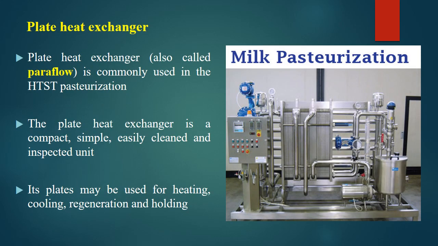Now we will discuss the plate heat exchanger. This is the main part where all the heating and cooling happens. The plate heat exchanger, also called paraflow, is commonly used in HTST pasteurization for heating and cooling. It is a compact, simple, easily cleaned and inspected unit. Its plates may be used for heating, cooling, regeneration and holding. In this diagram at the middle, we can see the compact part where a large number of plates are held together. So this is used both for heating or cooling.